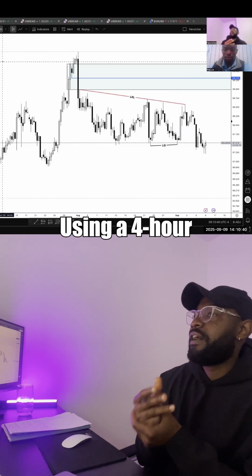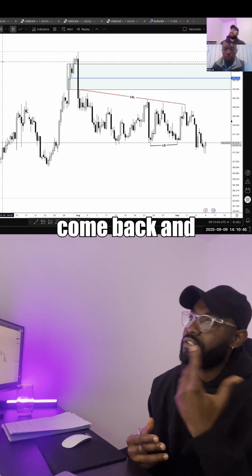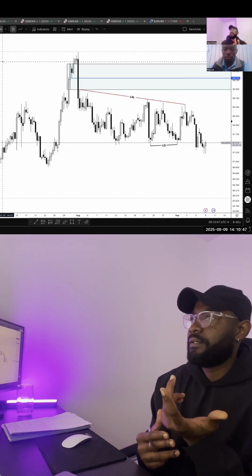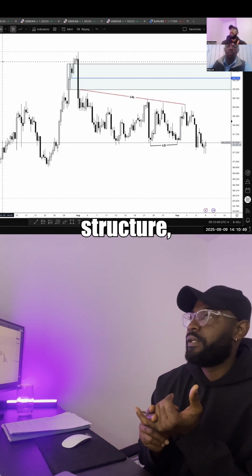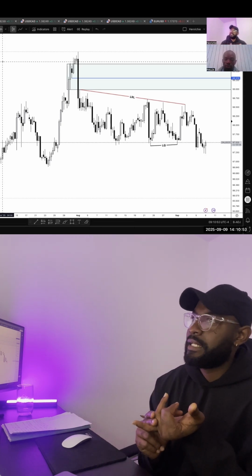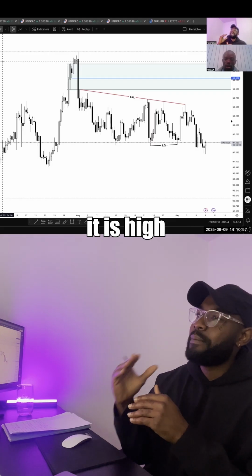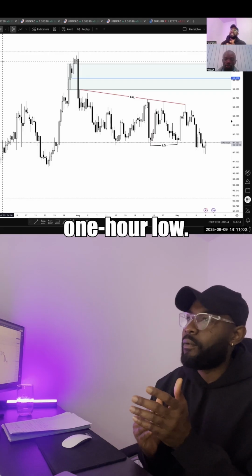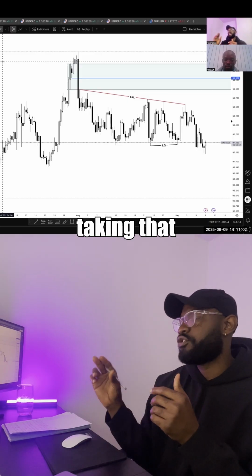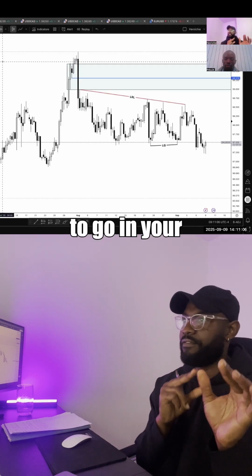So it has a higher probability to go in my favor. Because with a 4 hour fair value gap, price can tap a 4 hour fair value gap and also come back and run the stop. It can break a 15-minute structure, give you a little 1:1 trade, then run the stop. But when you're working with a weekly, it is high probability, and price breaks a 1 hour low. If you're taking that trade, it is higher probability and it has a higher chance to go in your favor.